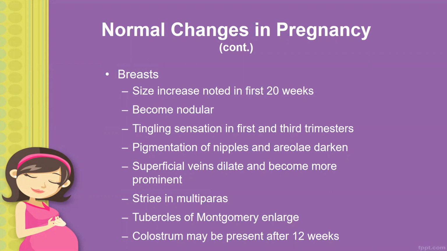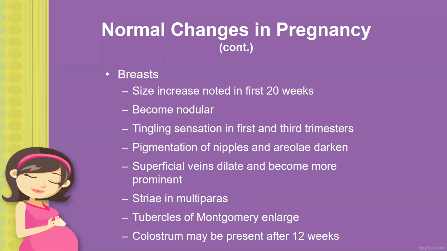Breasts definitely increase in size and tenderness, usually by about 20 weeks. And this is due to the estrogen and progesterone levels that increase. So the increase in size also comes with an increase in the number of mammary glands. The nipples become more erectile and the areolas darken.